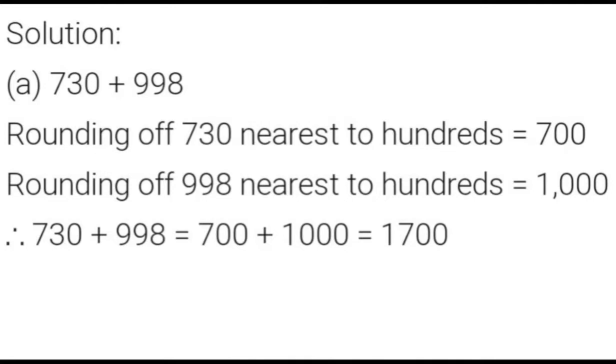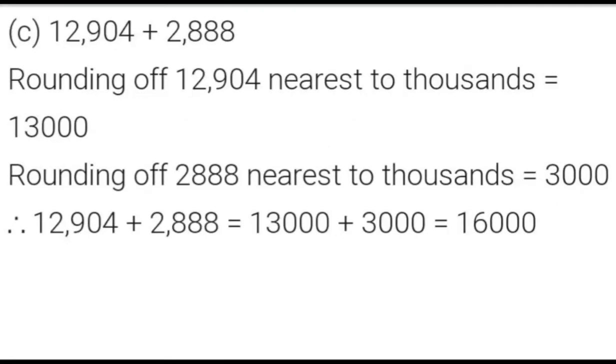Students, now B will be done by you. I am going to explain the next question, question number C. The question is 12,904 being added to 2,888. Students, let us first of all round off 12,904 to the nearest 1000.